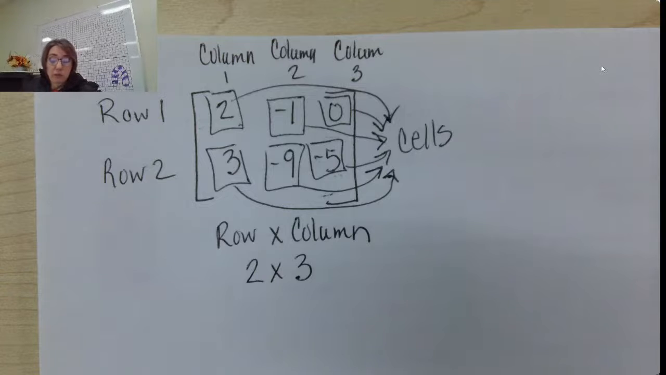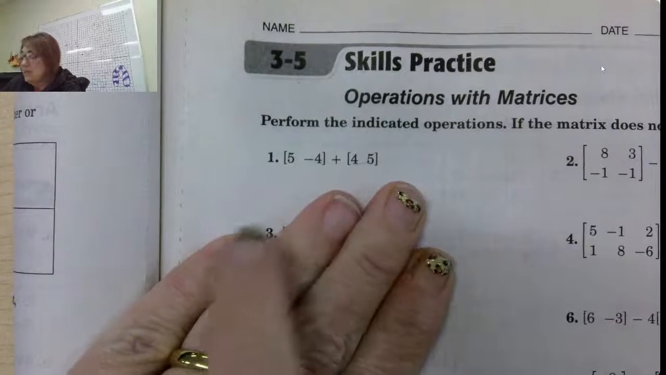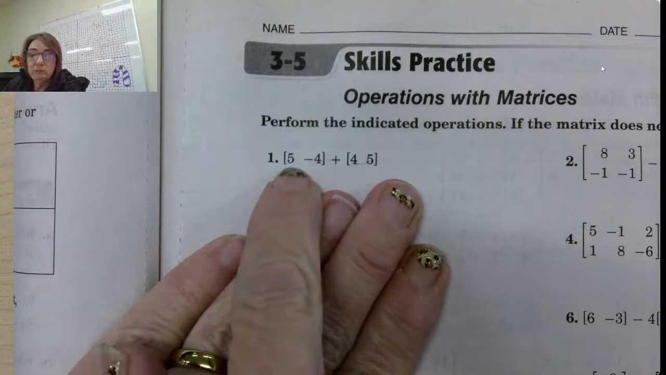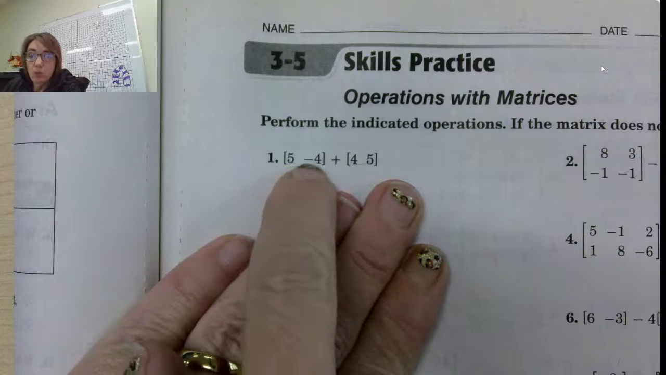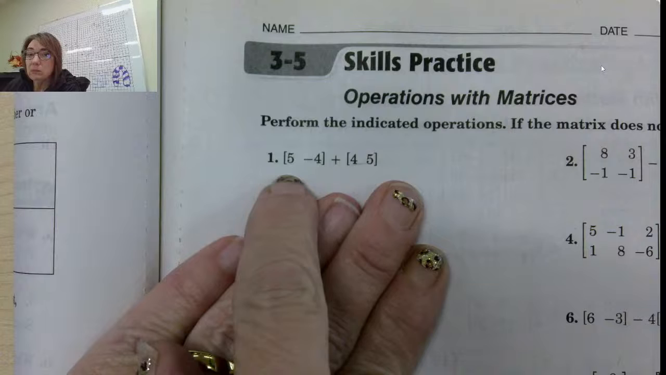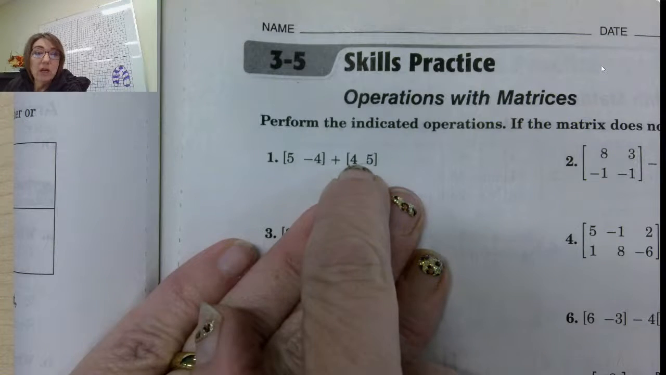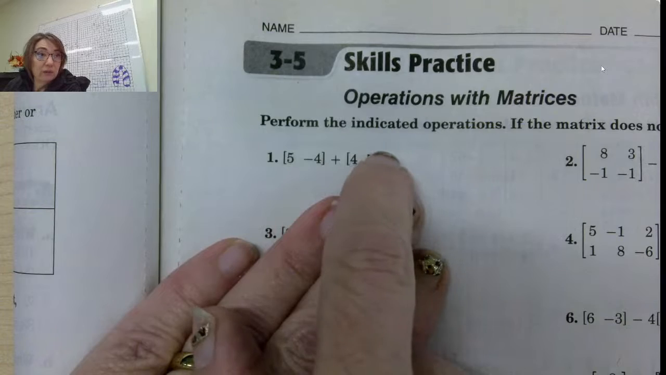So let's look at a few. So like if you look at number 1 right there, what size would this matrix be? How many rows? 1 row. How many columns? 2. 1 by 2. What size is this one? 1 by 2. So we can add these together.